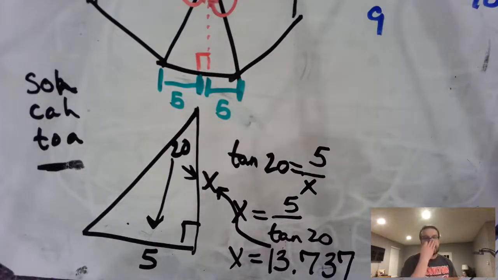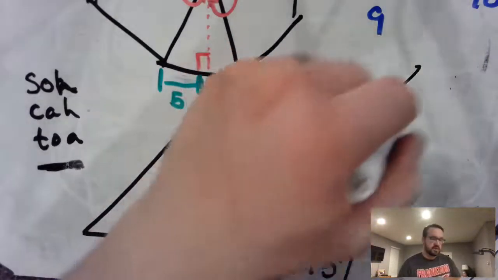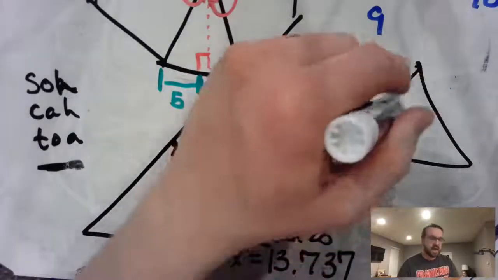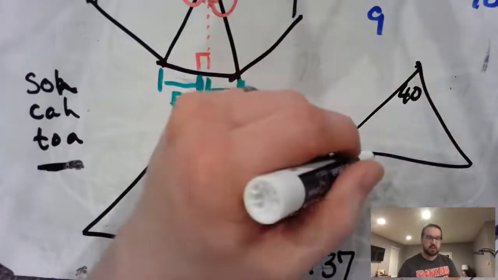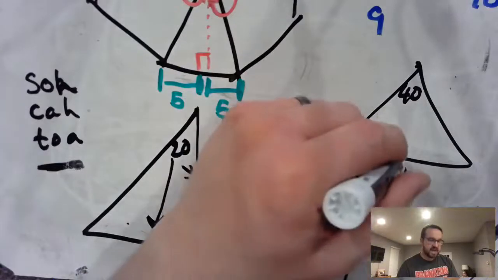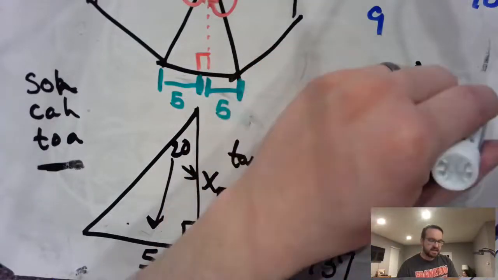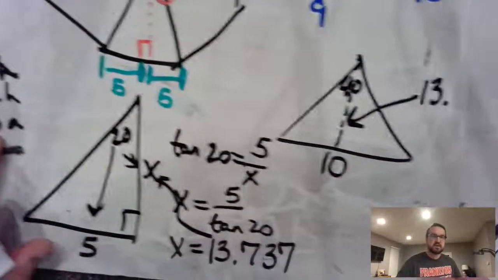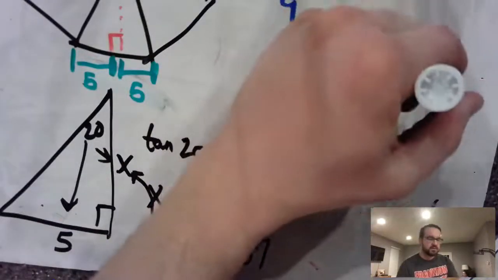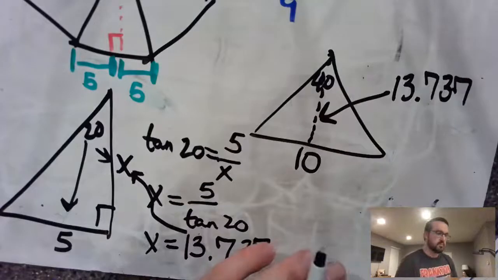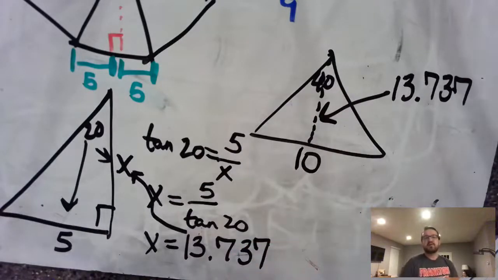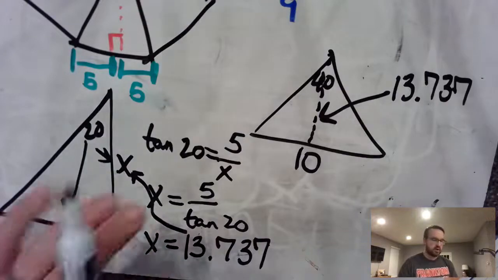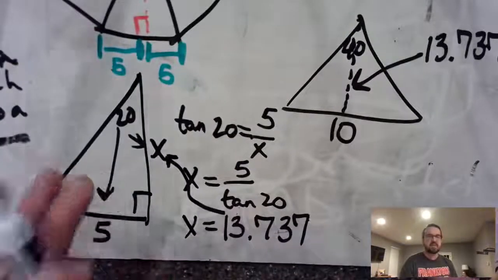So again, if I'm thinking about this triangle, this triangle had a central angle of 40, side length of 10, and its height is just 13.737. So that's how I could find this here. Now, if I think about finding the area of this triangle, again, just 1/2 base times the height.